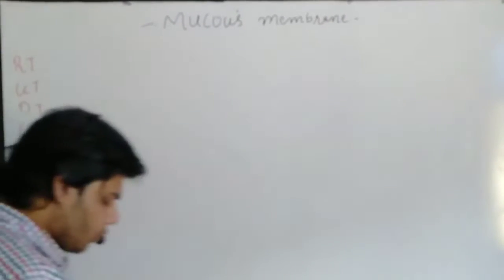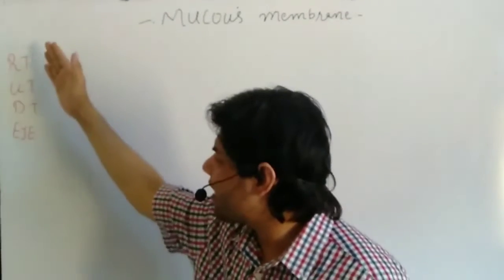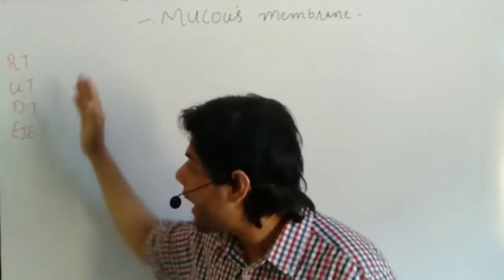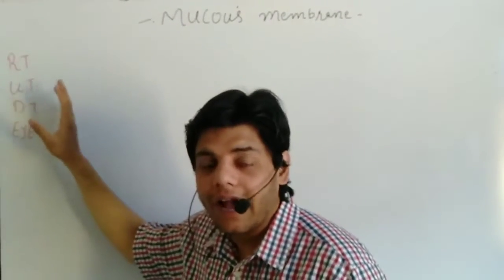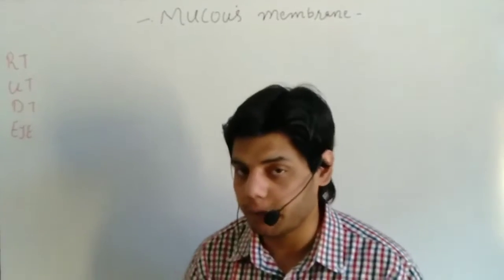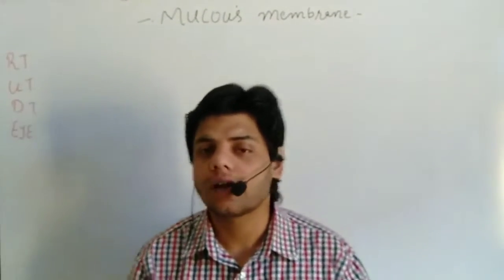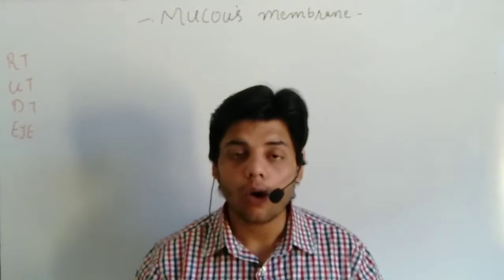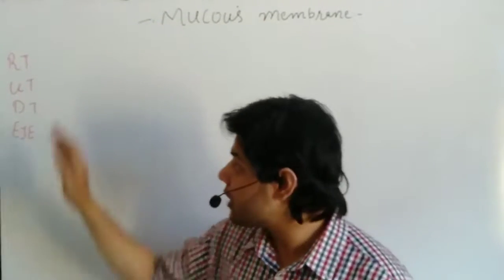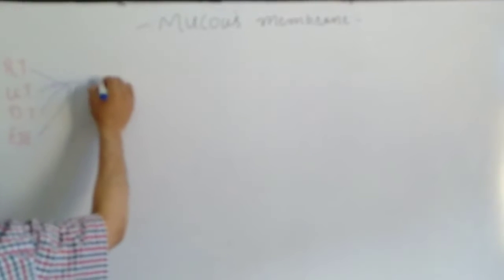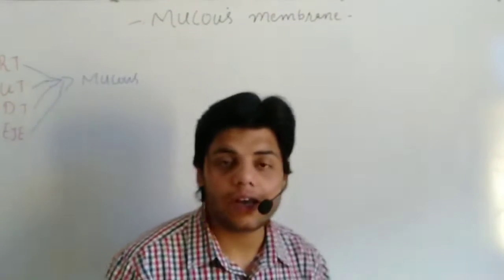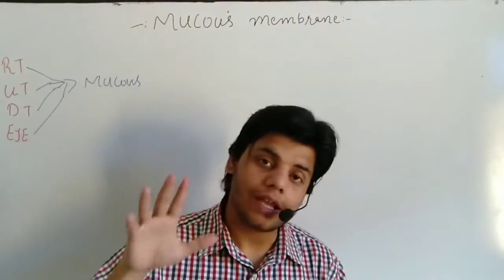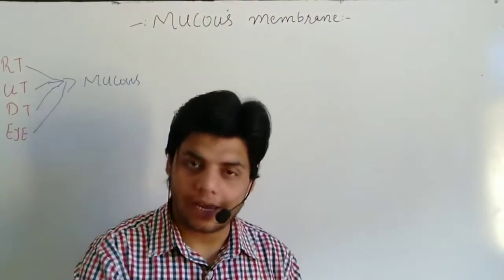So these are the parts of our body which are specially responsible for producing mucus. Now, when they produce mucus, the mucus has antimicrobial properties. They can kill the microorganisms. This mucus has antimicrobial properties. It can trap the microorganisms and kill them.